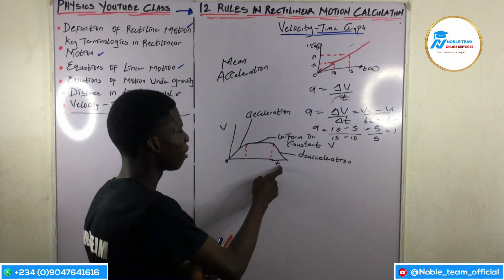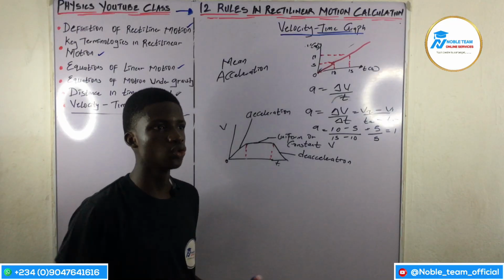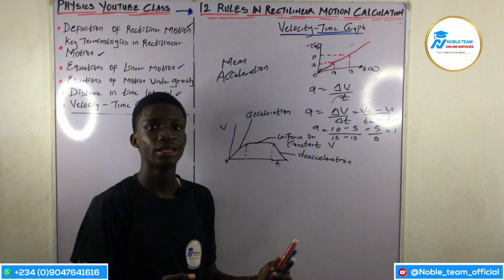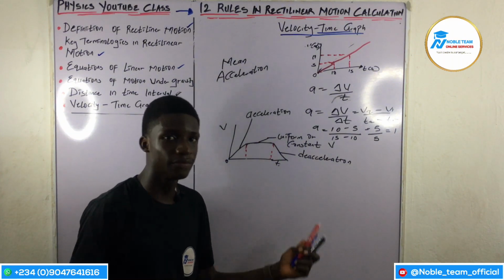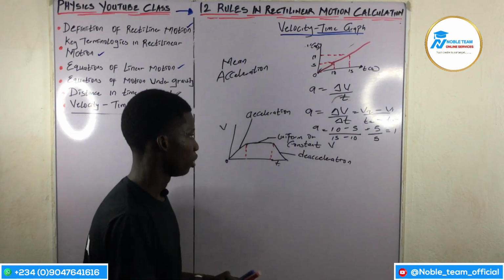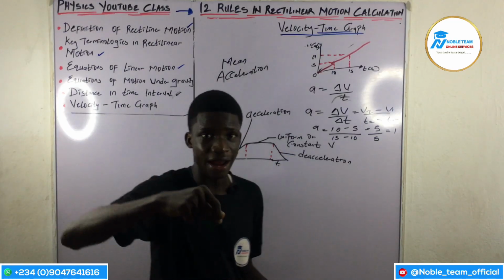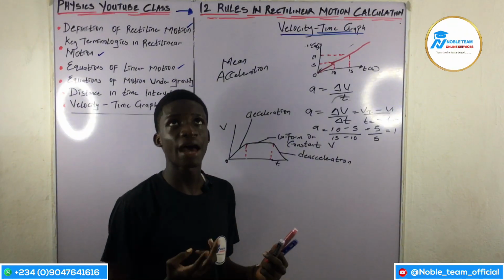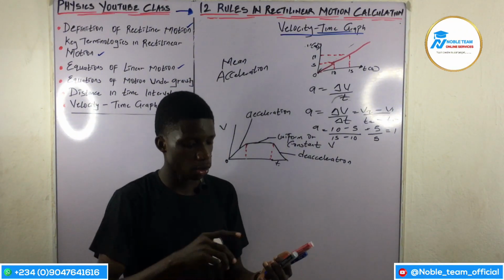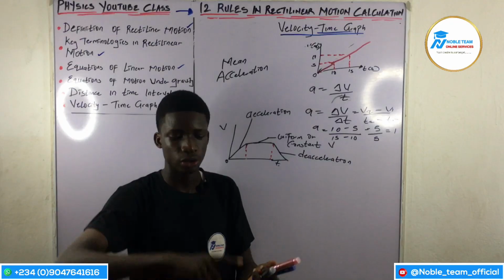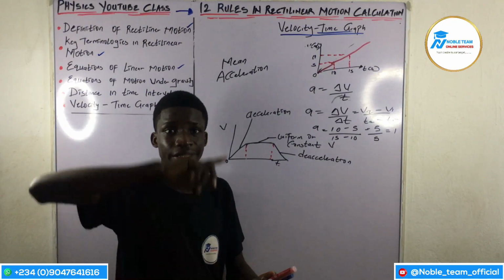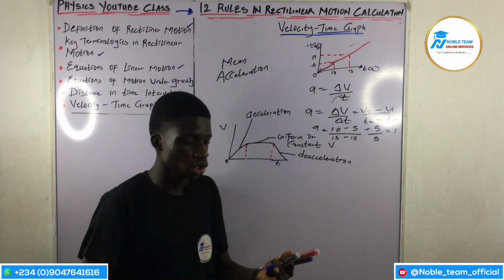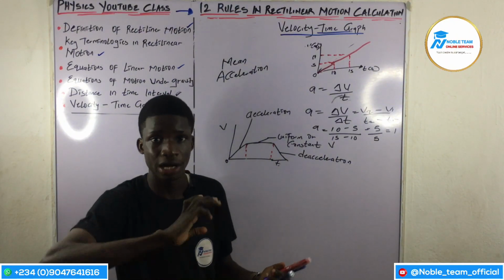Now, in this VT graph, the last rule is that the shape of a VT graph determines the area of the VT graph. What do I mean? In the VT graph, we normally have 3 shapes. Number 1 is the rectangle. Number 2 is the trapezoid. Number 3 is the triangle. So you know the formula for rectangle, trapezoid, and so on.